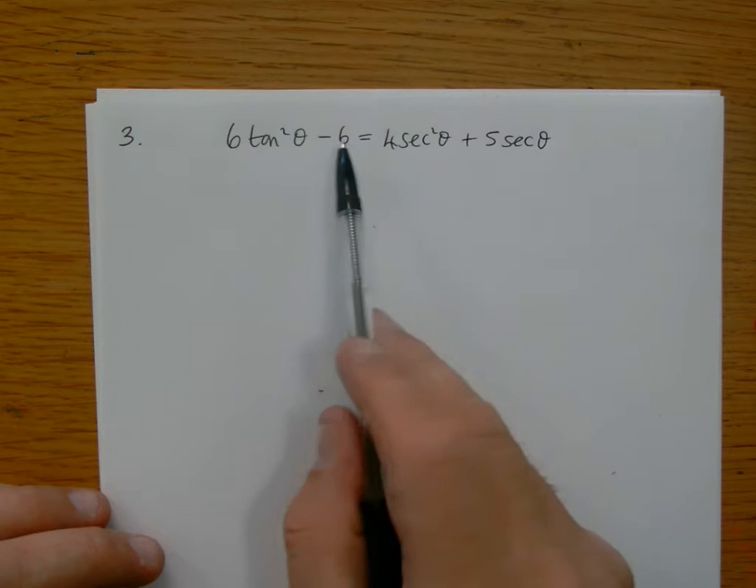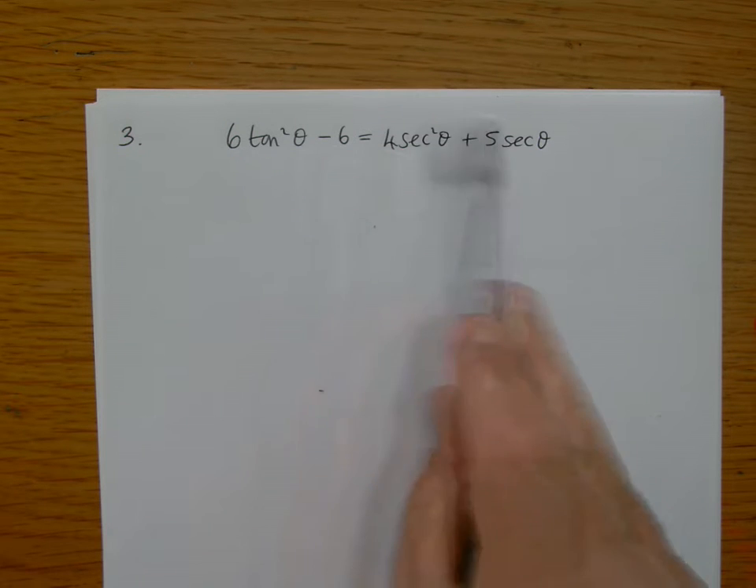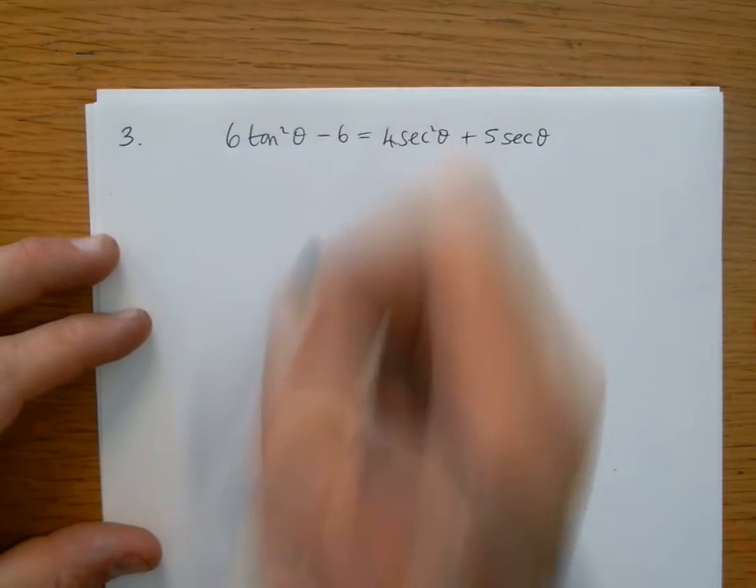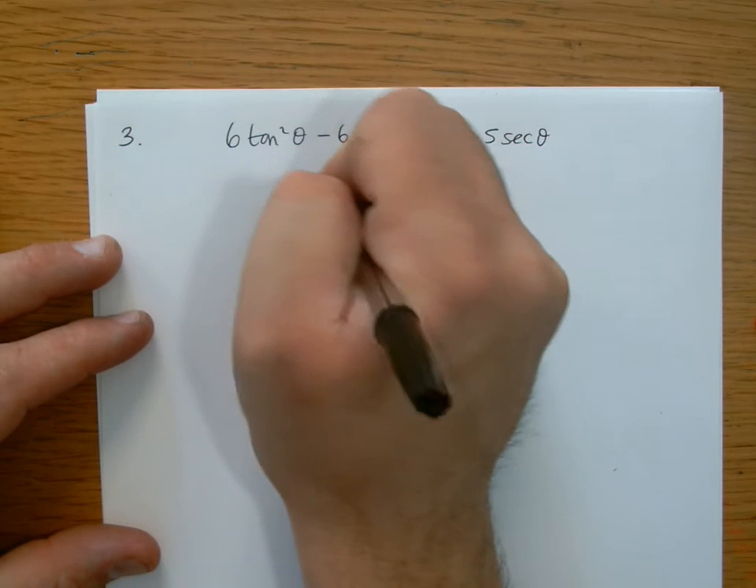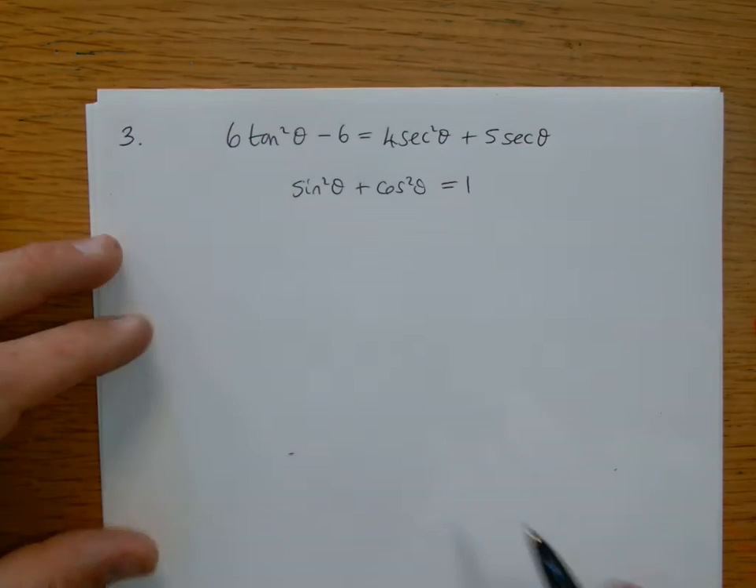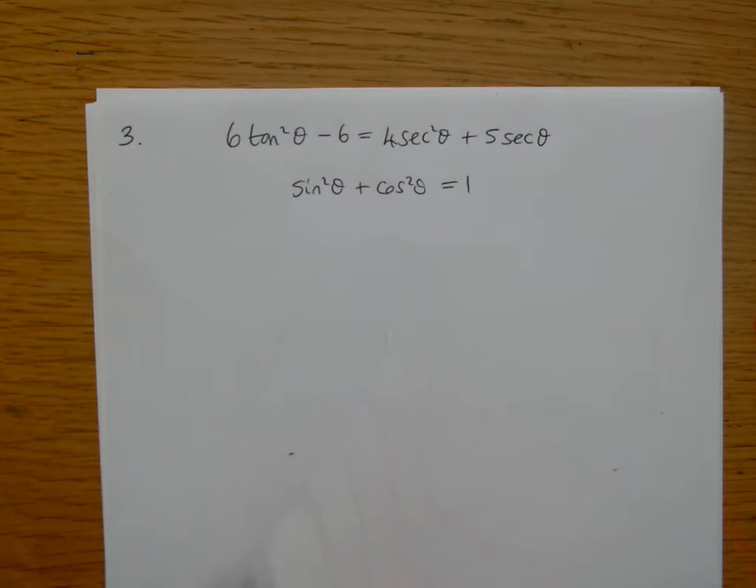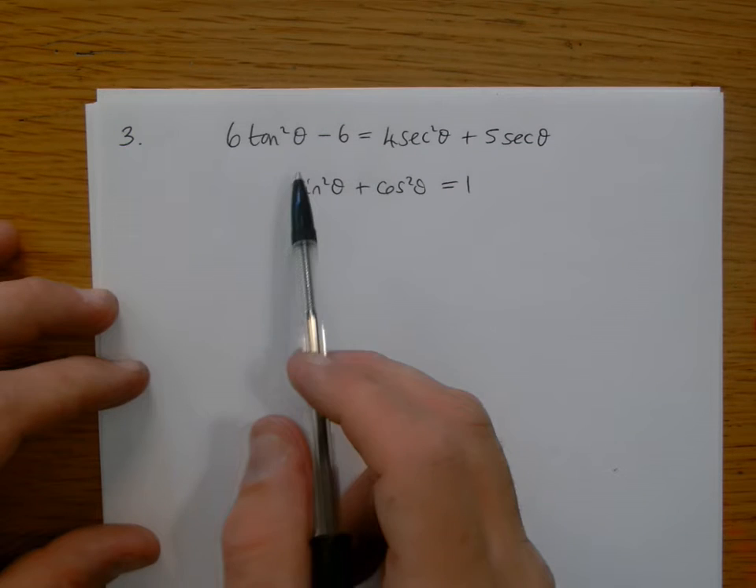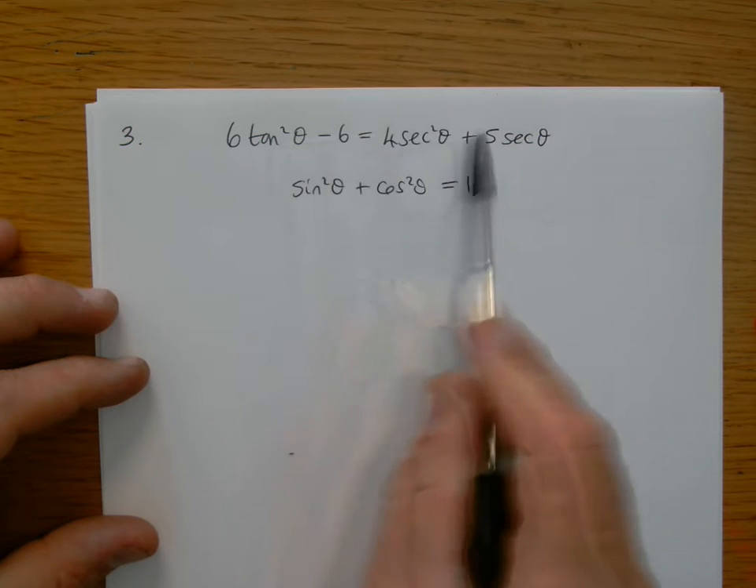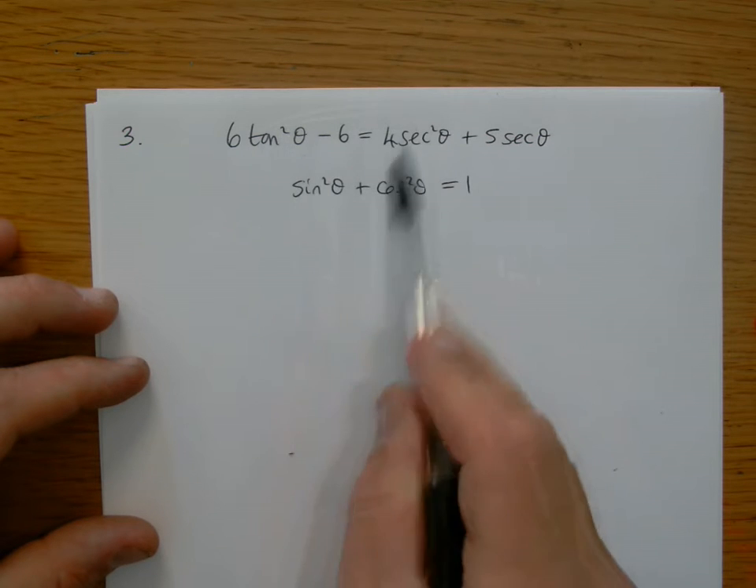When you're asked to find a set of solutions between 0 and 360 for this equation, you first of all go back to sine squared theta plus cos squared theta equals 1 in the exam. Then we can use this to get the other results that we've just seen. Now, we want the result that connects tan squared and sec squared, because that's what the equation has got.